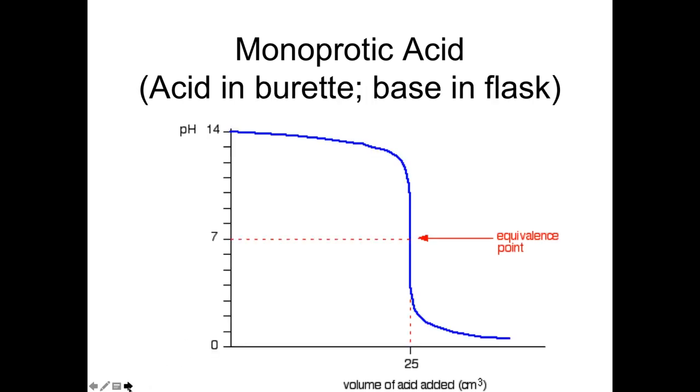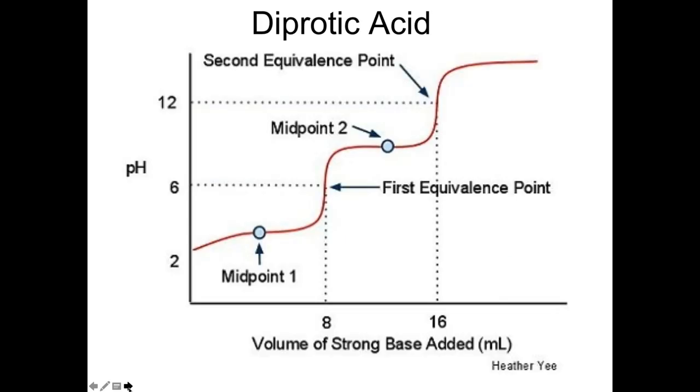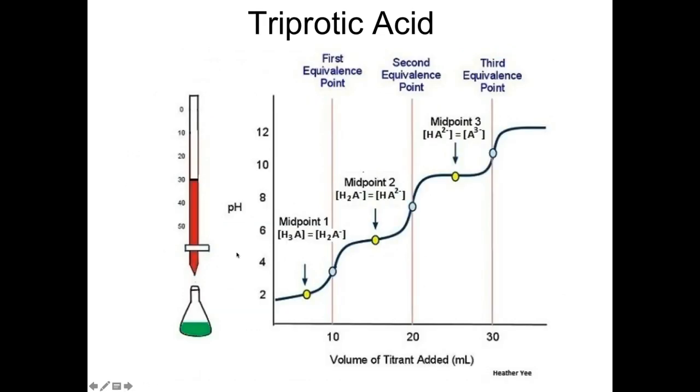You go the other way, with bases in the flask and acid in the burette, and the curve can look like this. For a diprotic acid like this, you'll have different midpoints or half equivalence points. So this is the half equivalence point for 1, half equivalence point for 2. You'll have the first equivalence point and then the second equivalence point. And then for triprotic, you'll have first equivalence, second equivalence, and third. You'll have midpoint 1, midpoint 2, and midpoint 3.